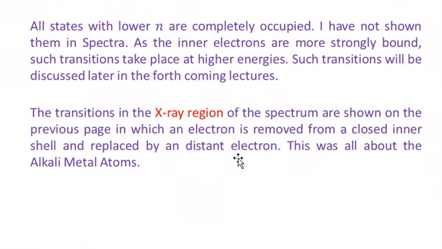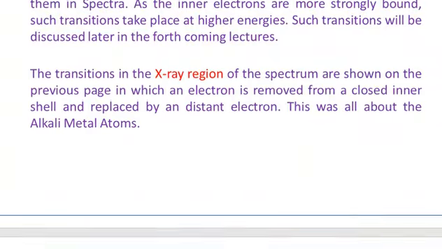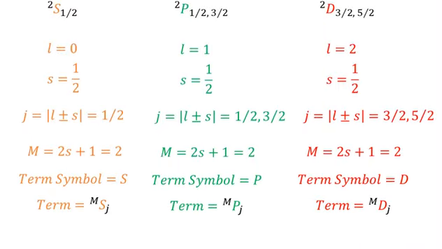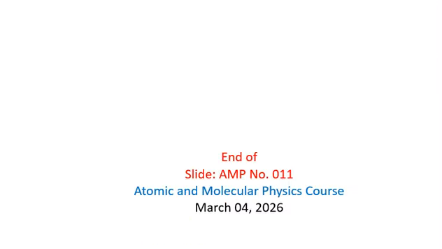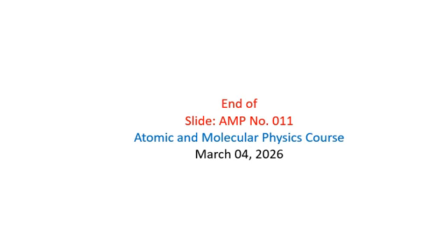And in the alkali metal atoms, the main point I would like to emphasize is that the lifting of orbital degeneracy was discussed, and its reason was also discussed. This is an important factor: how the energy of the different levels in the alkali metal atoms depends, along with the principal quantum number, also on the orbital quantum number of the system. So this is the end of slide number 11 of the course on atomic and molecular physics.